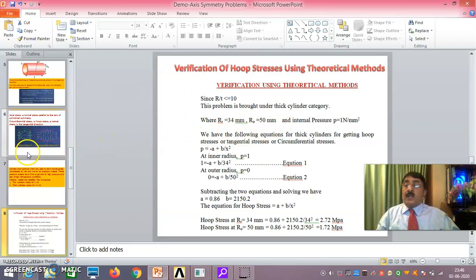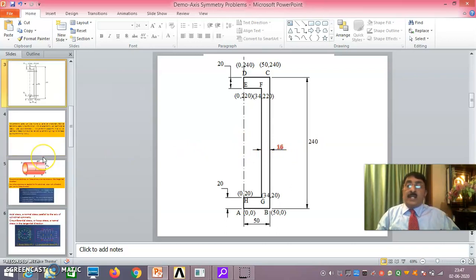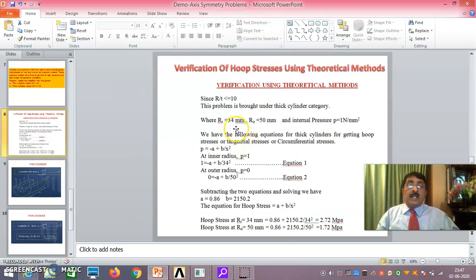R0 is 50. You see here, Ri is 34. This is totally 50 now. Ri is 34, R internal. R outer is 34 plus 16. In that way, it is 50. Okay. Ri is 34, R0 is 50, and internal pressure P is 1 Newton per millimeter square.